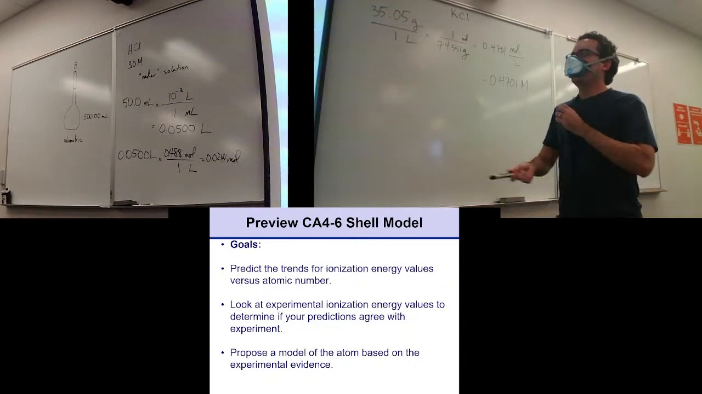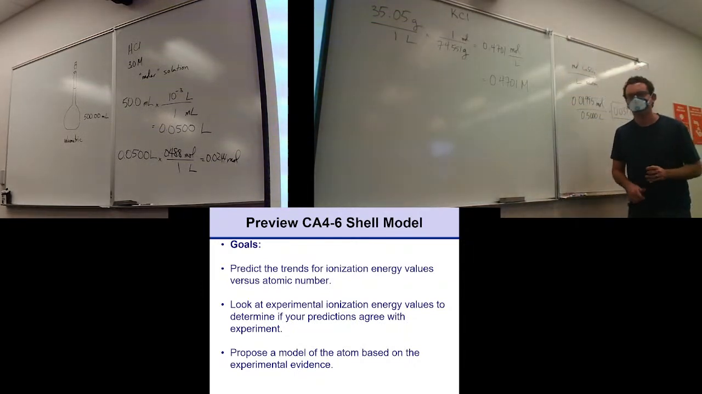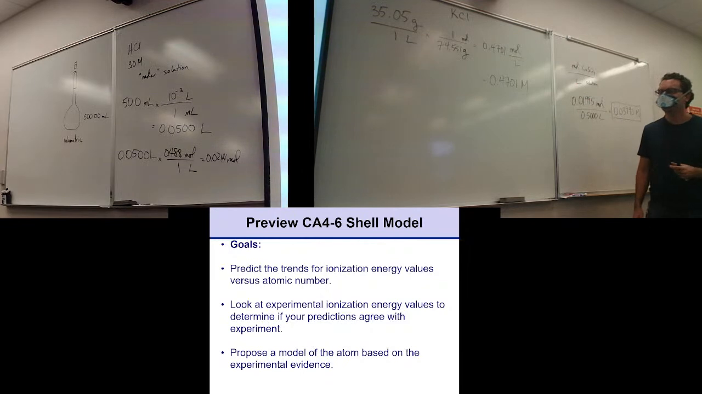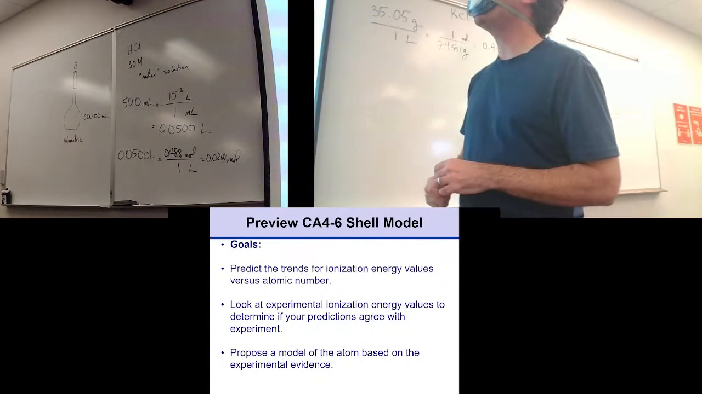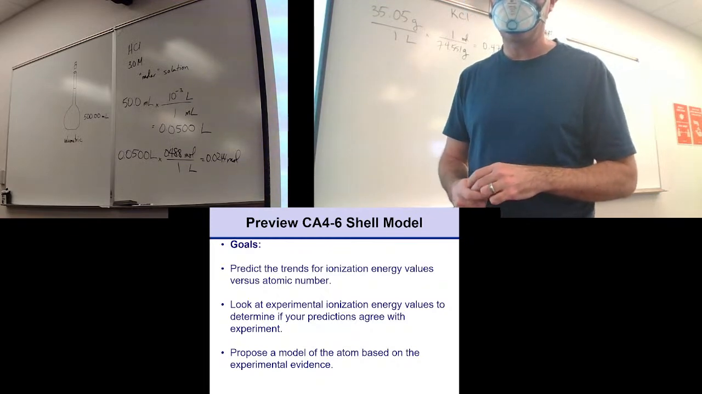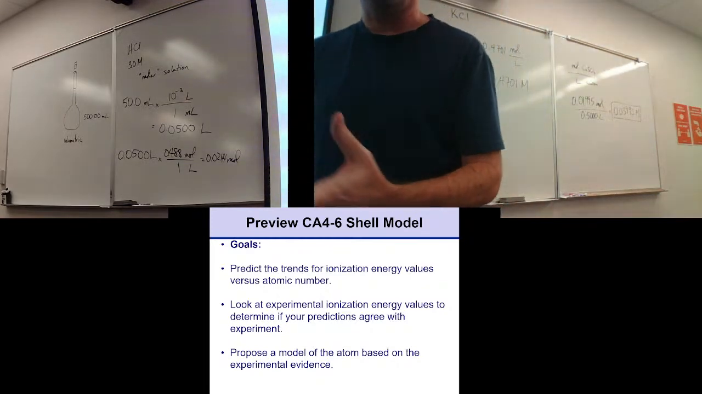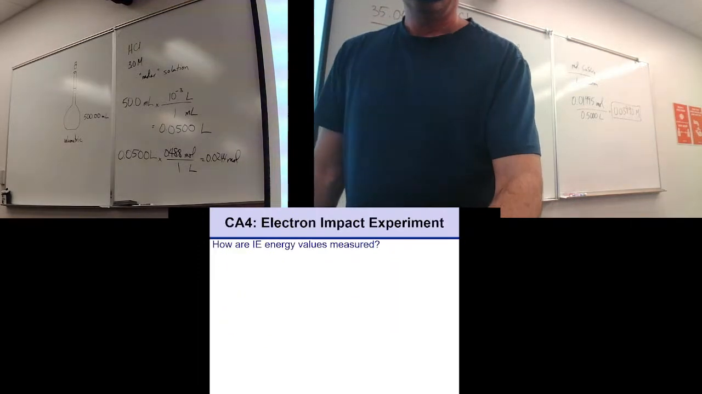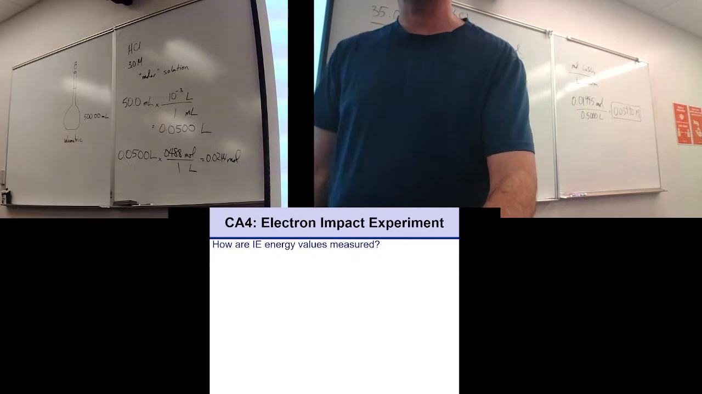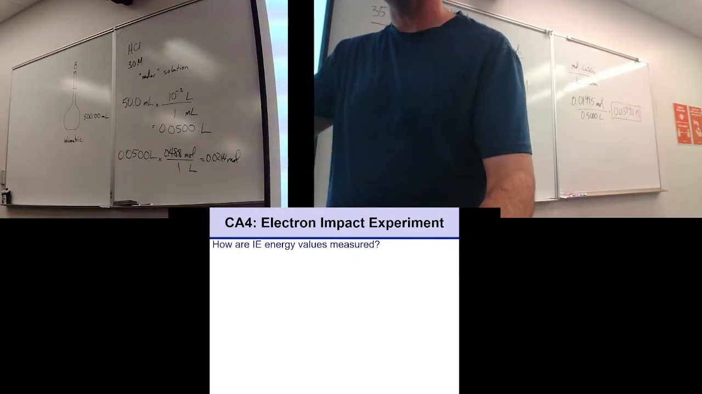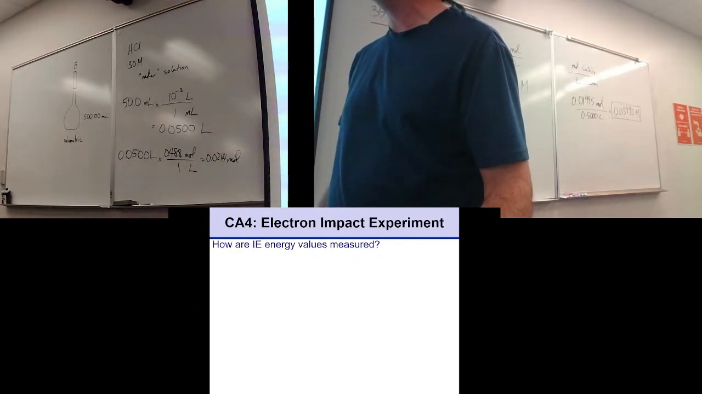So we're going to switch gears now. Go back to what we were originally talking about, which is structure of an atom, how an atom works, and we're going to look at something called a shell model, and we're going to come up with it ourselves first. So first, we're going to talk about the experiments that we're going to look at, or the data we're going to look at, and where those numbers come from.